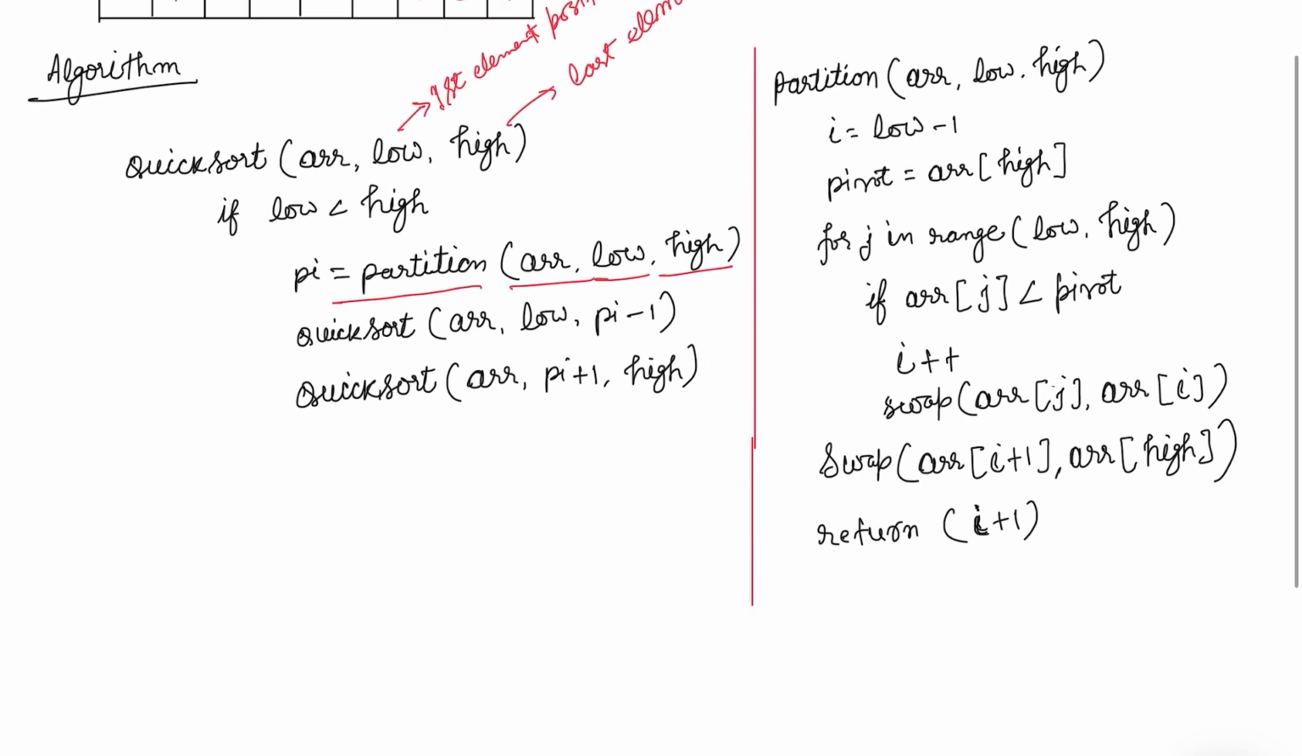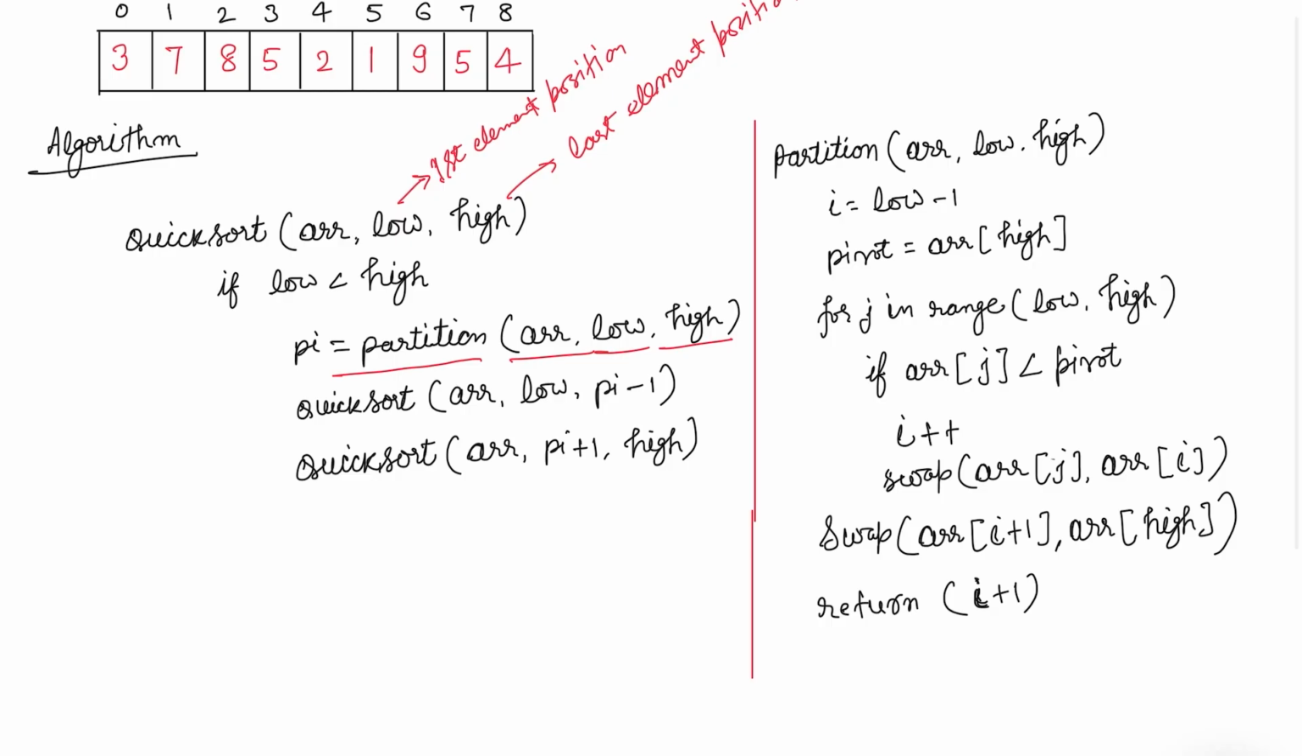Just see how it works. I will show it through an example, then we will understand this algorithm. So what array has been given? 3, 7, 8, 5, 2, 1, 9, 5, 4. At first, we have to take the last element as pivot. So here 4 will be the pivot. This is the last element.